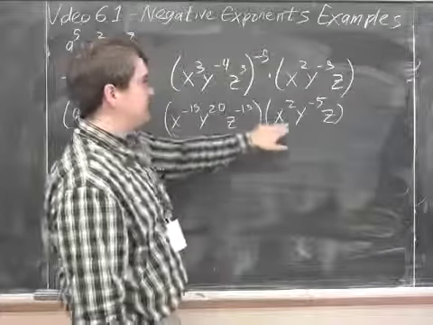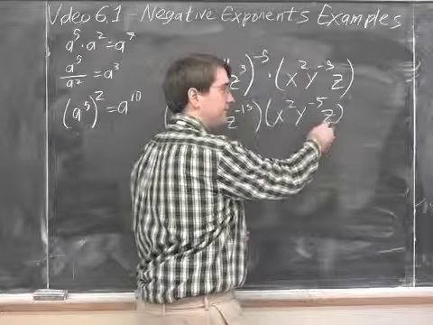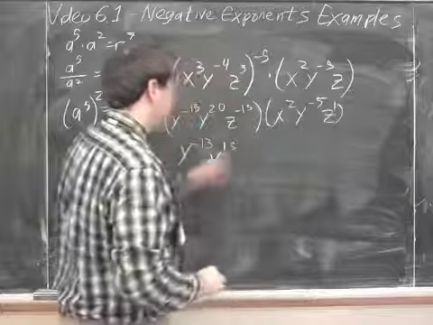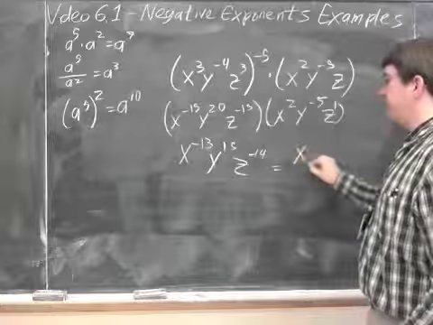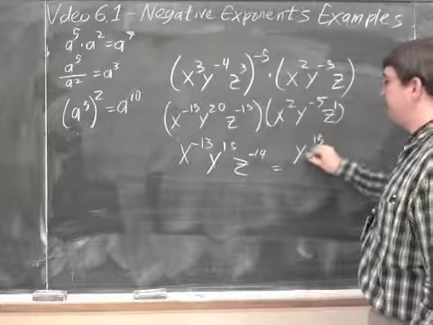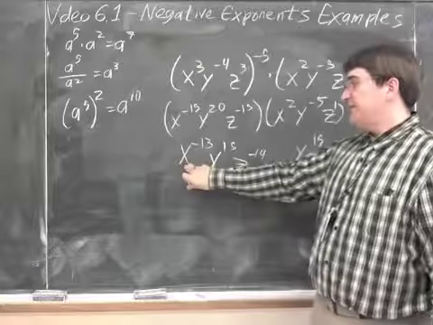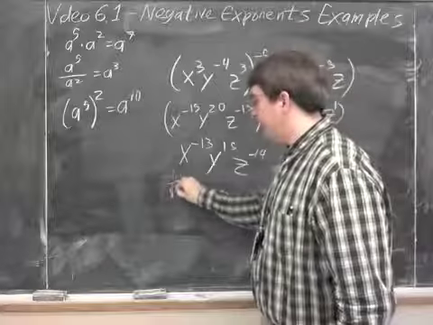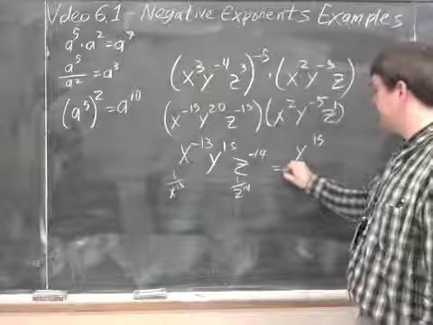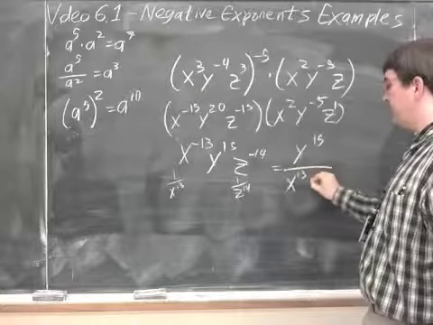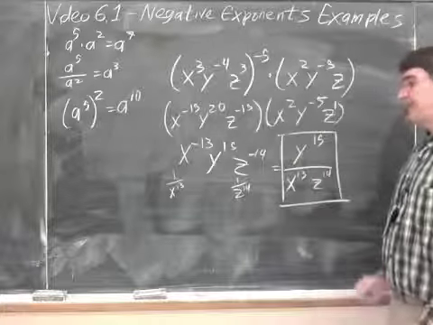Then z to the negative 15 times z. What power is there if there's no actual power written? It's 1. So this would be z to the negative 14. And so finally, my last step would be to have y to the 15 on top, because that's a positive exponent that's not going to move. X to the negative 13 is going to turn into 1 over x to the 13. Z to the negative 14 is going to turn into 1 over z to the 14. And so I'll combine them all into one expression, like so. And that would be my final answer in that particular case.